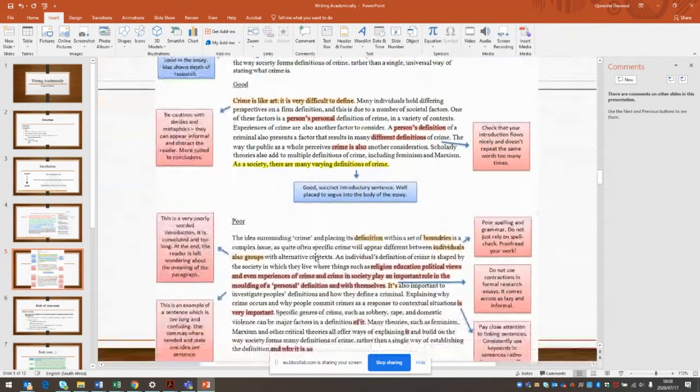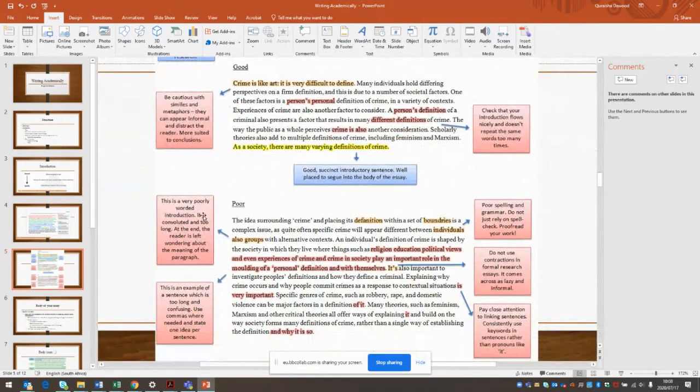And then we've got a poor introduction here. The idea surrounding crime and placing its definition, which is spelled wrong, with a set of boundaries, which is spelled wrong, is a complex issue, as quite often specific crime will appear different between individuals. Proofread this. I know what the person is trying to say, but the sentence is long, it's convoluted.